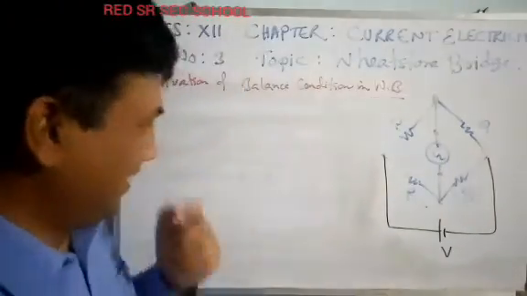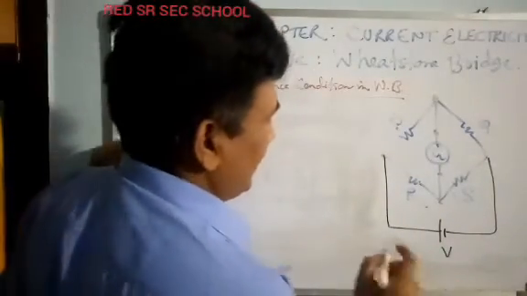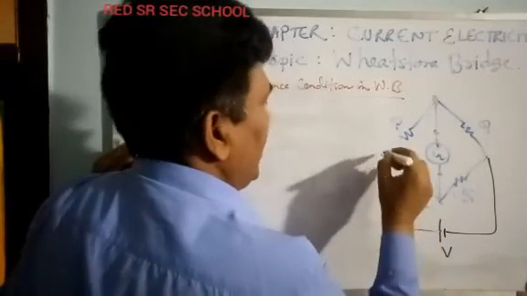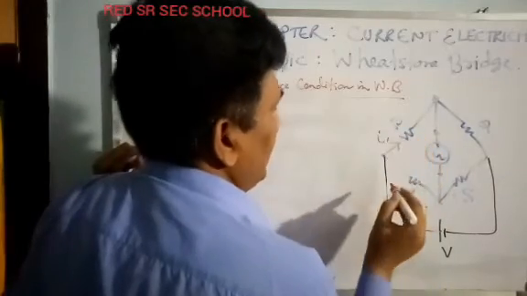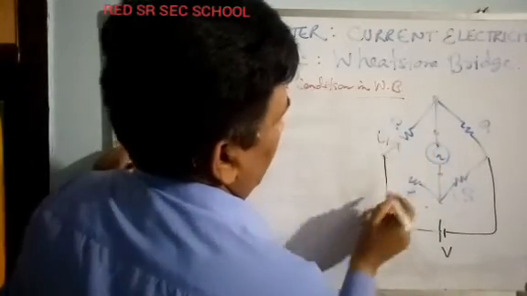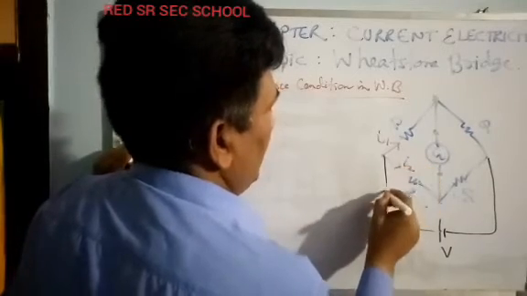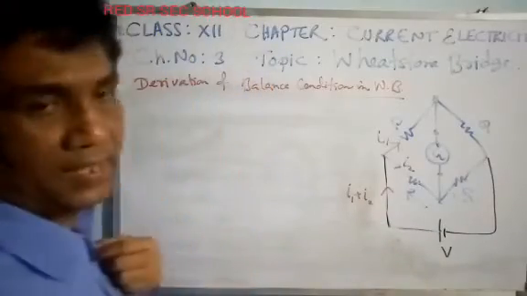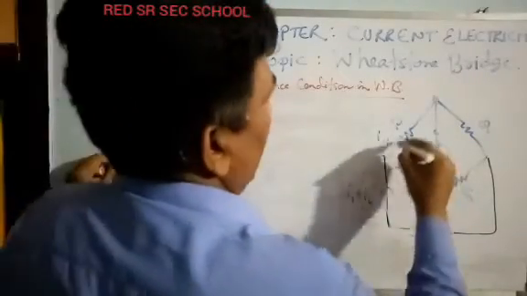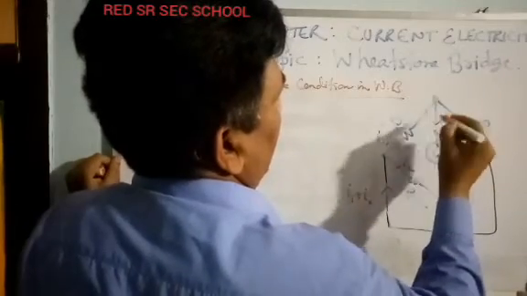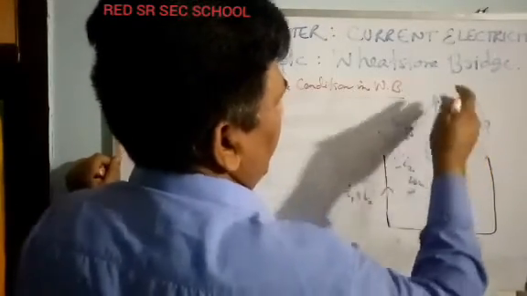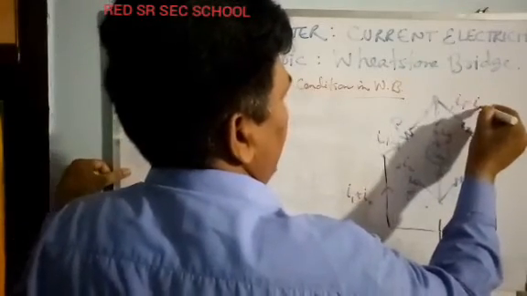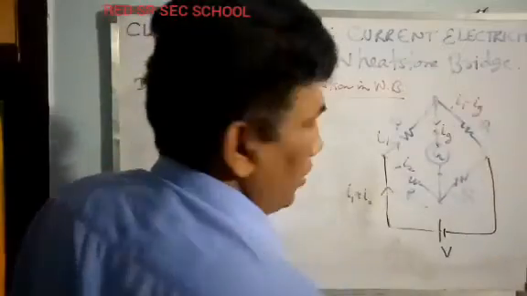Okay, good. Let us assume that some current is flowing in this branch, out of which I1 flows this way, I2 flows this way. It means I1 plus I2 is emerging from the cell. Out of I1, Ig flows through the galvanometer, and the rest, I1 minus Ig, will be flowing through Q.